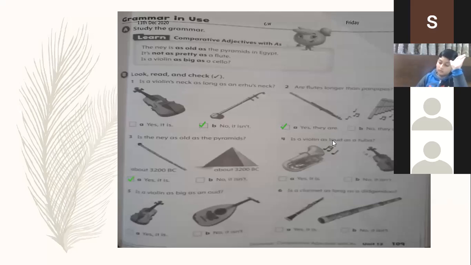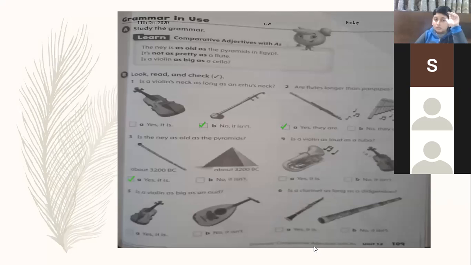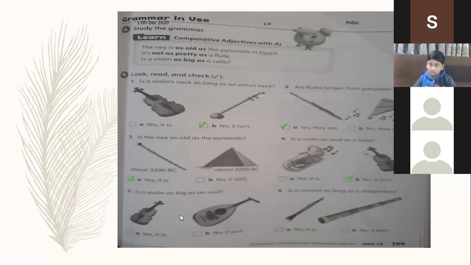Okay, is a violin as loud as a tuba? No, it isn't. Is a violin as big as an oud? Violin is here and oud is here. No, it isn't. Is a clarinet as long as a didgeridoo? This is didgeridoo and this is clarinet. Is it as long as a didgeridoo? No, it isn't.